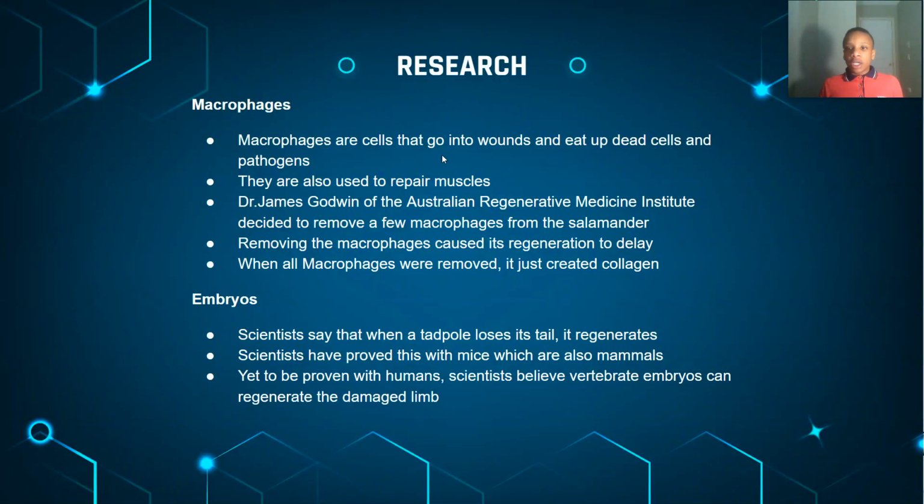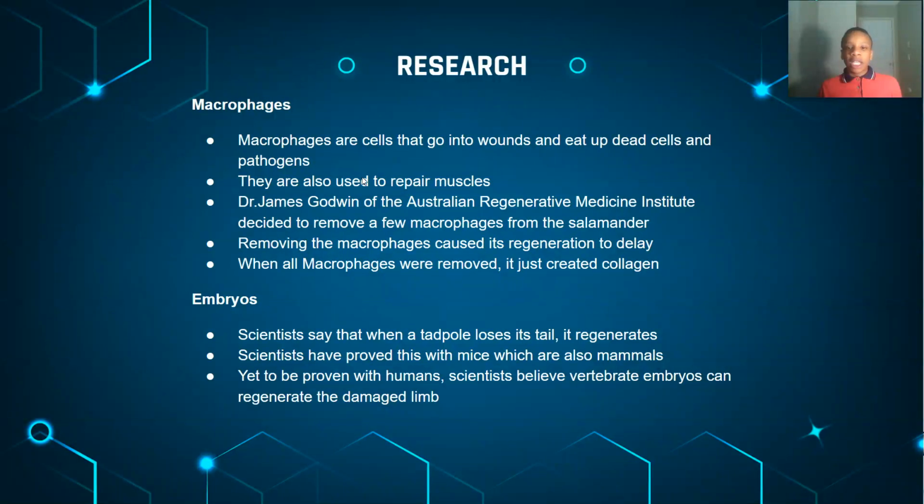Before regeneration can undergo, we need to get rid of all the dead cells and pathogens at the wound site. This is the job of the macrophages. They are used to repair muscle. Doctor James Godwin of the Australian Regenerative Medicine Institute decided to decrease the amount of macrophages in a salamander. Removing the macrophages caused regeneration to delay. When all the macrophages were removed, it formed collagen.